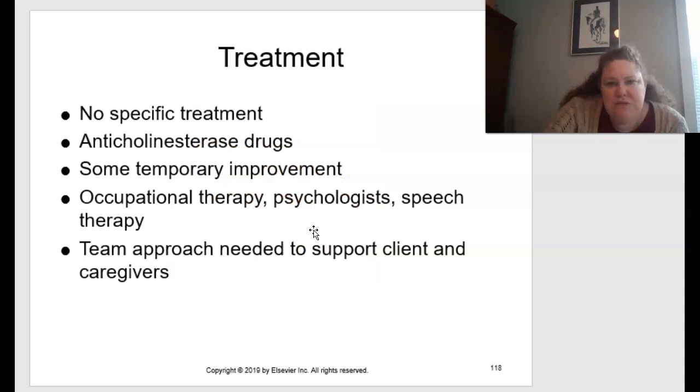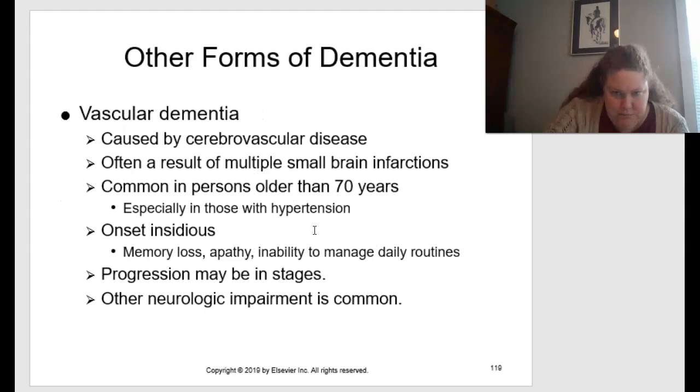So there is no specific treatment. We can use anticholinesterase drugs. These drugs can lead to some temporary improvement. We can also do occupational therapy. You can see psychologists, and you can undergo speech therapy to help keep what you have. You have to use a team approach to support the client as well as the caregivers.